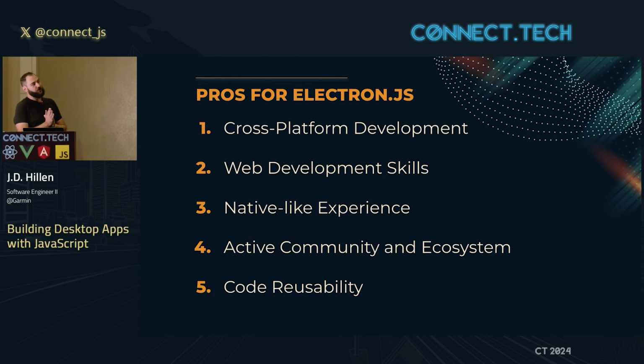Okay, so let's talk some of the pros of building a desktop app. So you have cross-platform development. Electron allows developers to build these cross-platform desktop applications using the web technologies you already know. Awesome. It allows you to leverage your web development skills, so you're basically treating your browser exactly like your app. It's the exact same, 1-to-1 ratio. You get a native-like experience with desktop apps, which is really cool. There's a very large active community and ecosystem to help you along the way. And not only that, but code reusability.